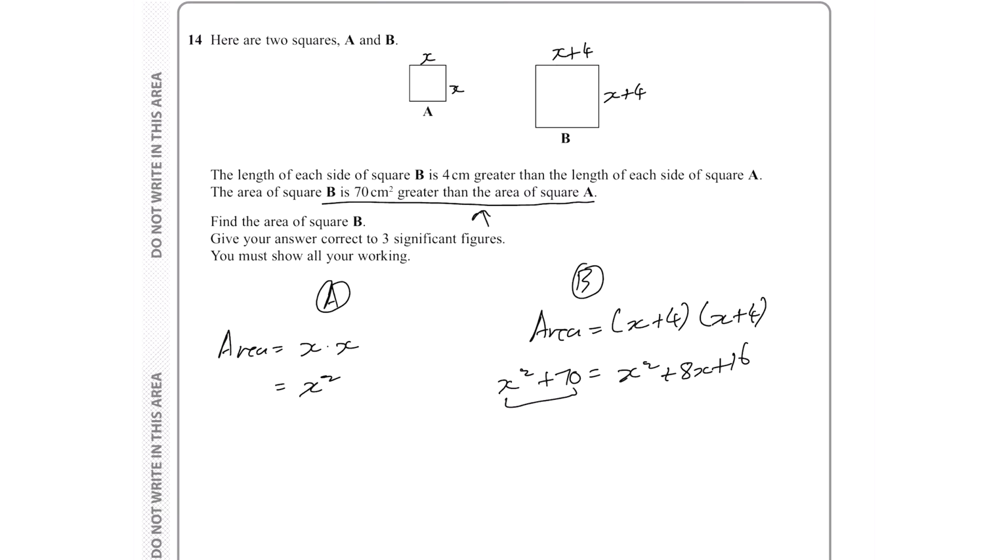And where did I get this from? What it says in the question there. So we now know these two are equal. What we can now do is simplify it. So I can take away x squared from each side. That leaves me with 70 is equal to 8x plus 16.